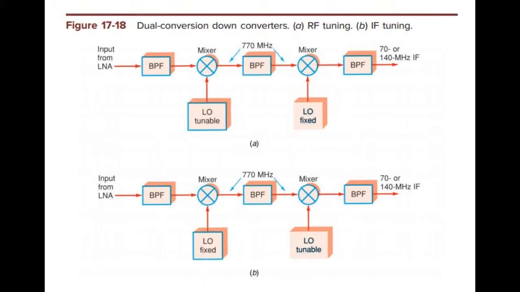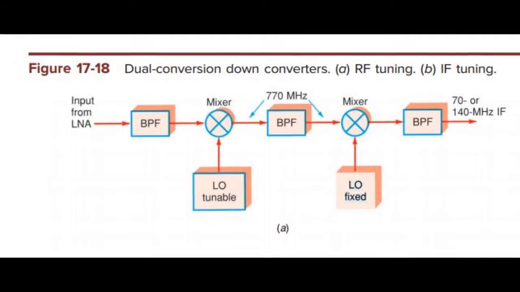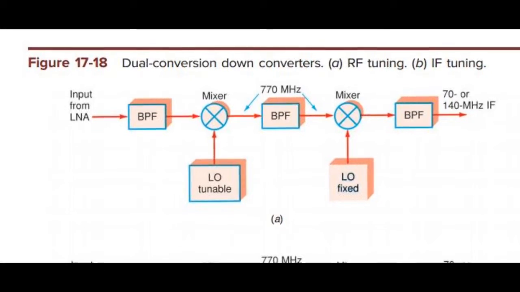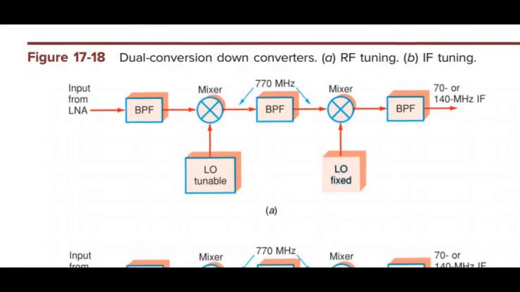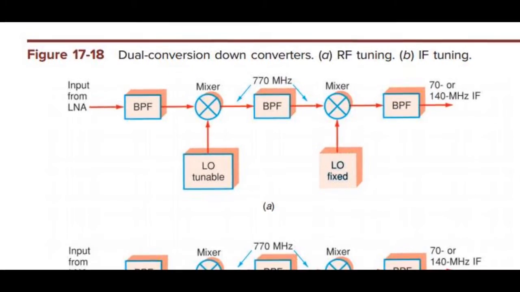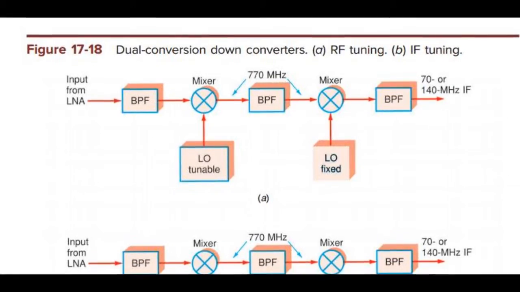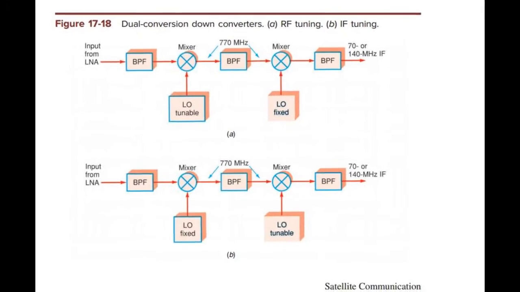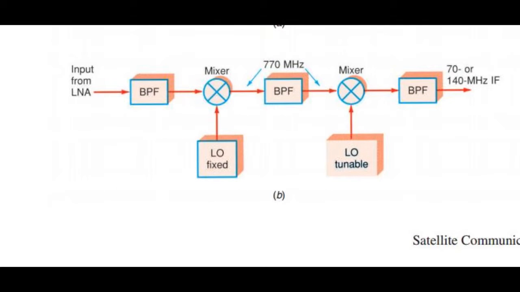In RF tuning, as shown in the figure, the first local oscillator is made adjustable. Typically, a frequency synthesizer is used in this application. The frequency synthesizer generates a highly stable signal at selected frequency increments. The frequency synthesizer is set to a frequency that will select a desired channel. In RF tuning, the second local oscillator has a fixed frequency to achieve the final conversion. In IF tuning, the first local oscillator is fixed in frequency and the second is made tunable. Again, a frequency synthesizer is normally used for the tunable local oscillator.